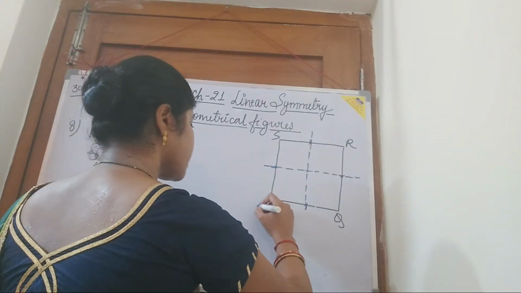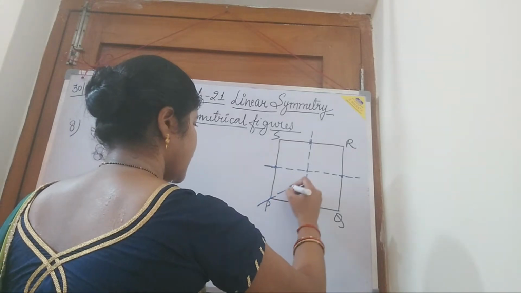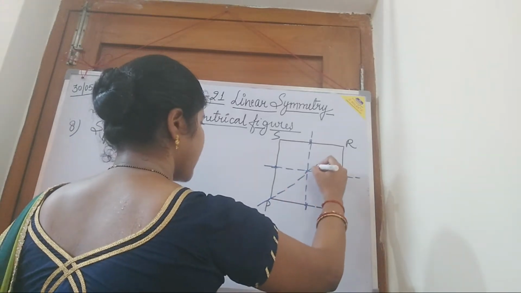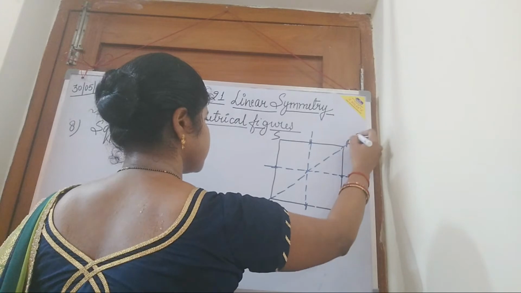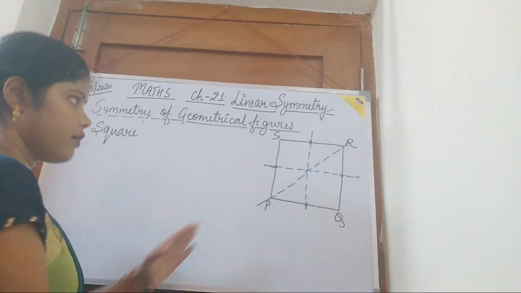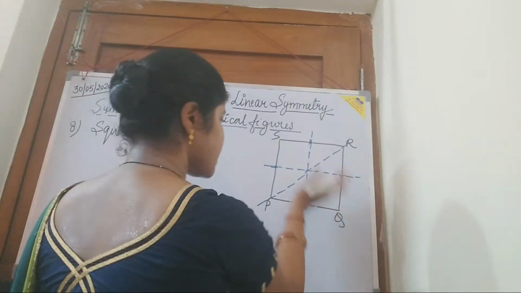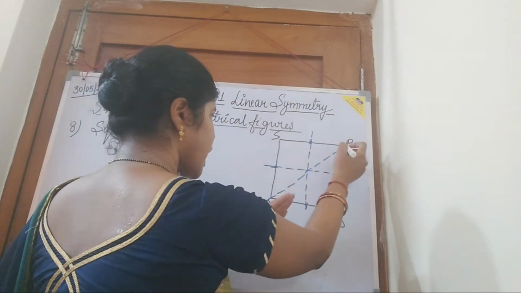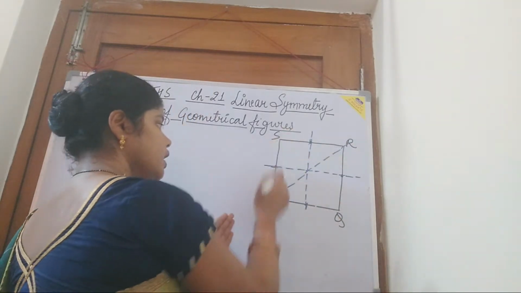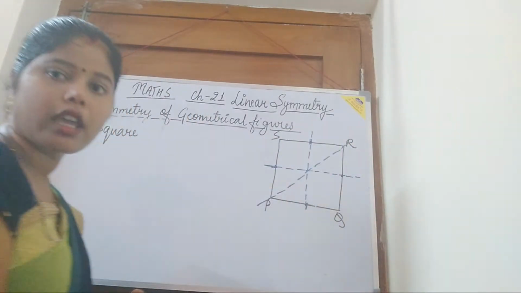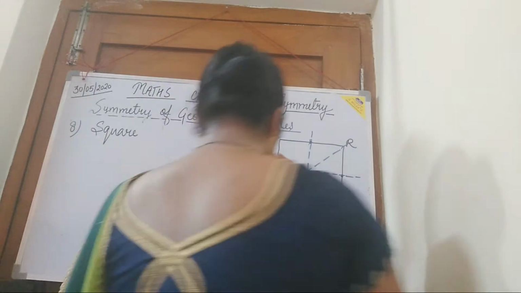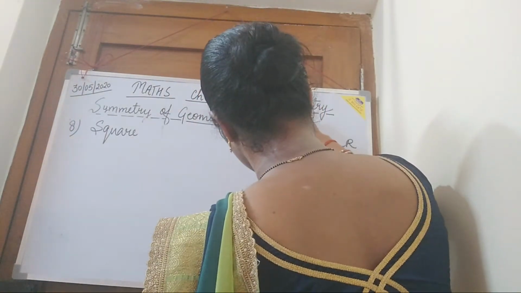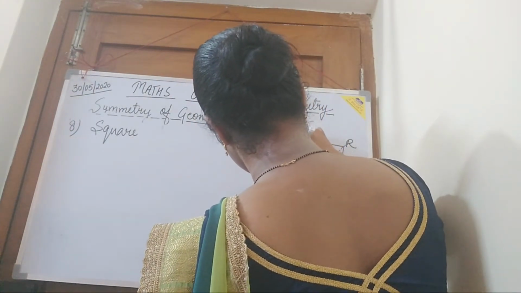But when we draw the line of symmetry along its diagonal, then also we get the same identical parts. When we fold along its diagonal, this part is going to overlap with this other part. So that is one line of symmetry, and the other line of symmetry is from this diagonal.